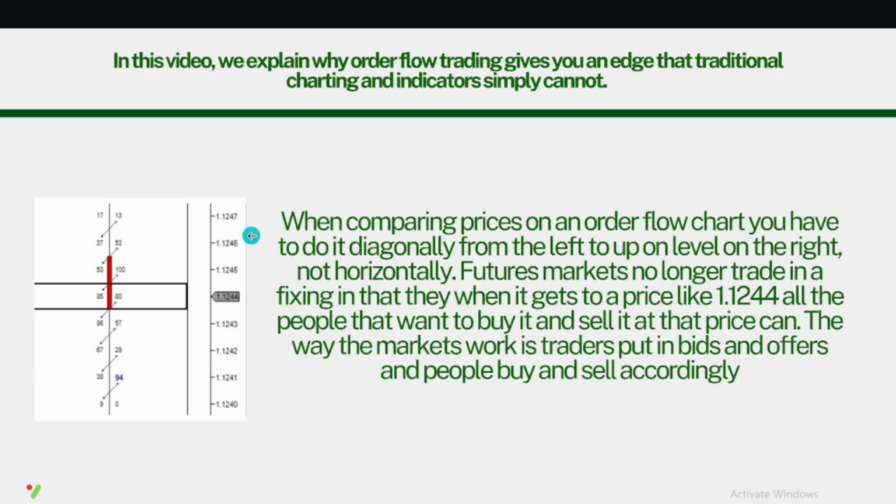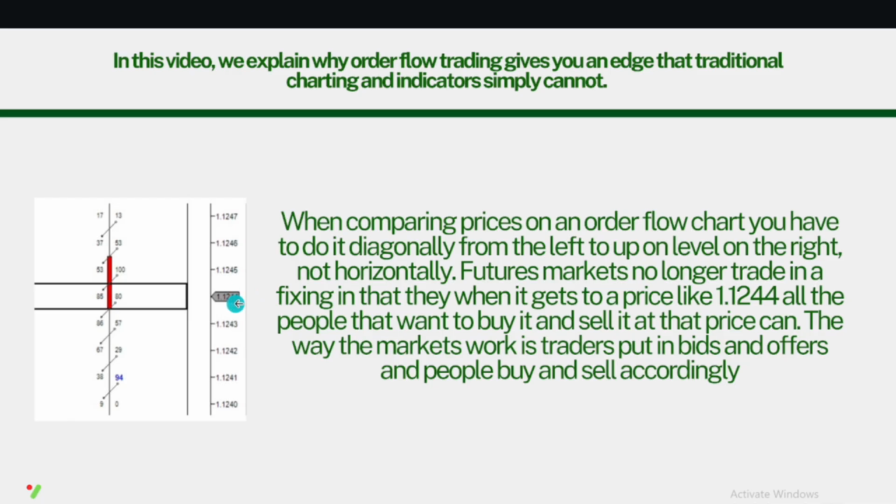Because you're trading on the futures market here, when comparing prices on an order flow chart, you have to do it diagonally from the left to the upper right, not horizontally. Futures markets no longer trade on a fixing; when it gets to a price like 1.1244, all the people who want to buy and sell at that price can. The way the market works is traders put in bids and offers and people buy and sell accordingly.